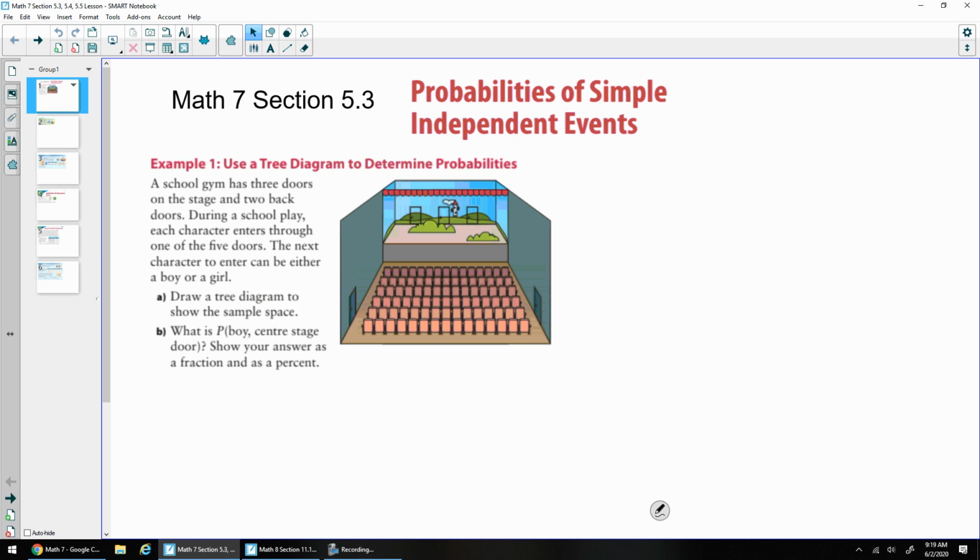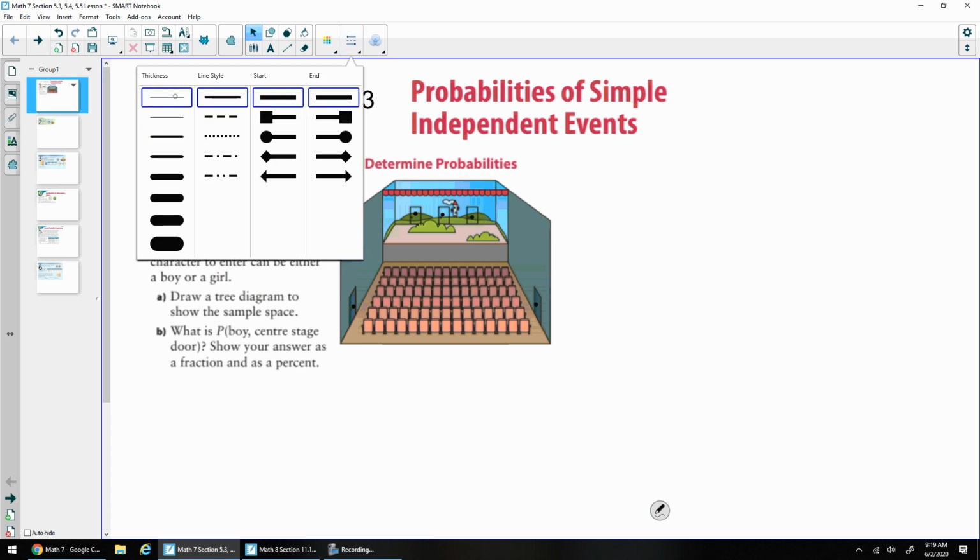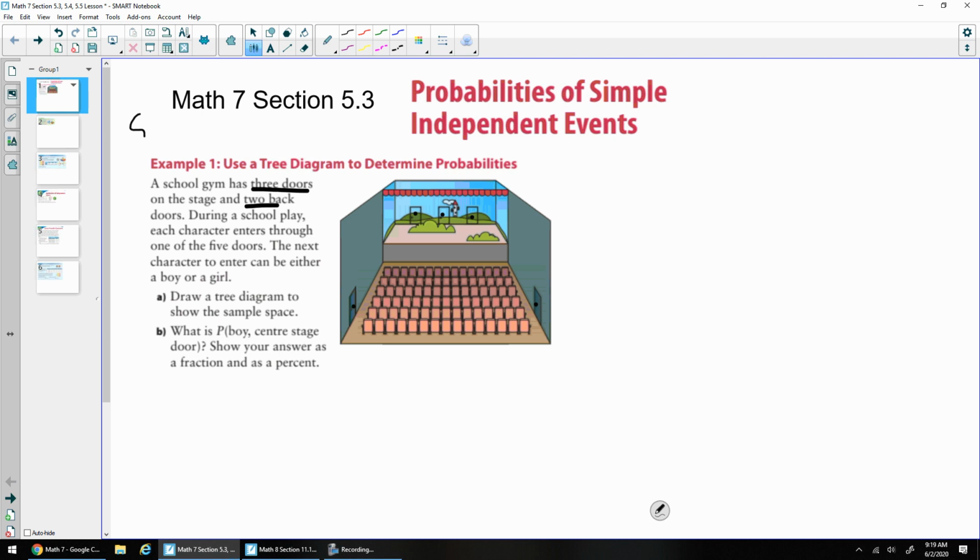It says a school gym has 3 doors on the stage and 2 back doors. So a total of 5 doors. You can see from the picture, 1, 2, 3, 4, 5. So during the play, each character enters through one of the 5 doors. They can enter through any one of the 5 doors. And then the next character can be either a boy or girl. So it says draw a tree diagram to show the sample space.